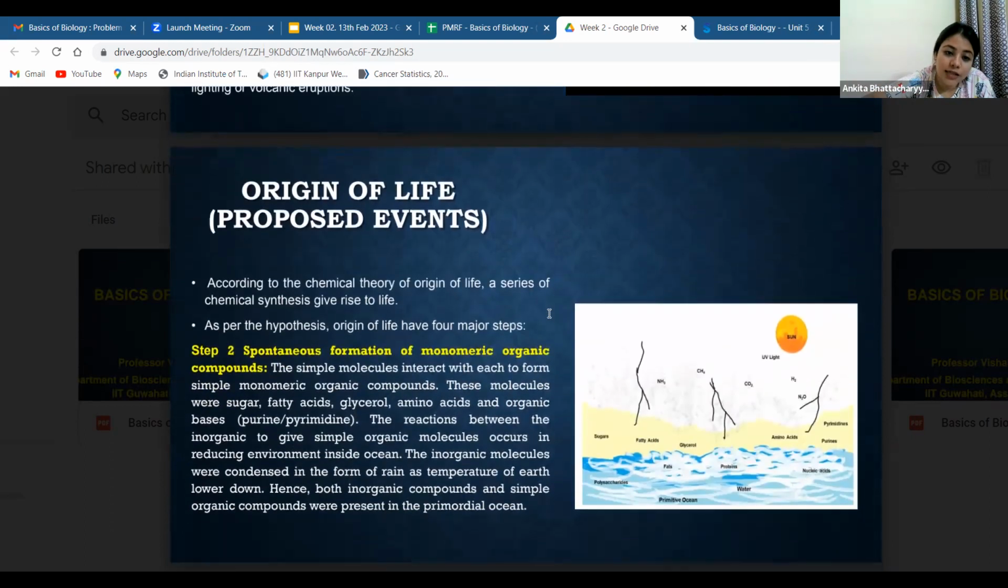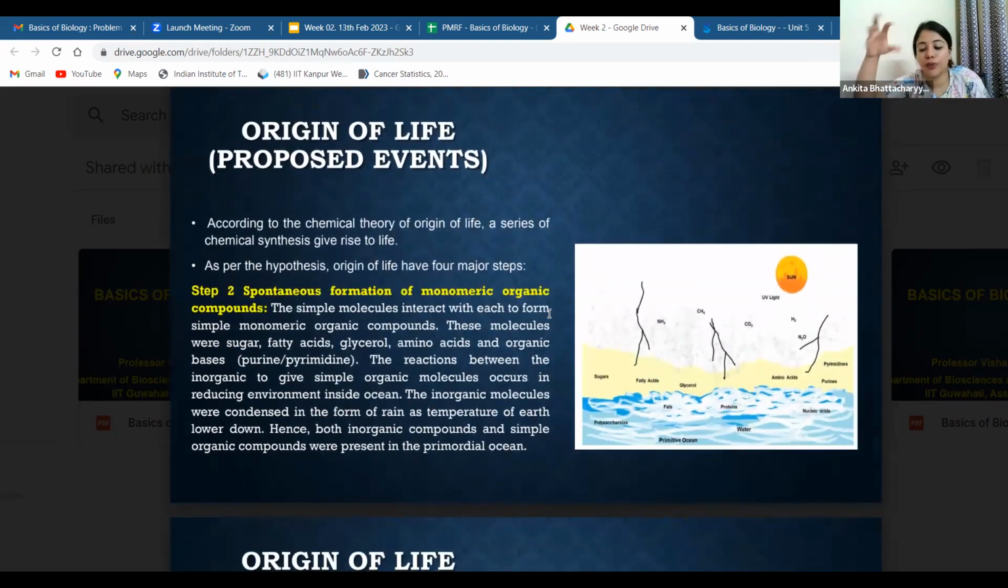Then these inorganic compounds were present in oceans in dissolved form, and they gave rise to simple monomeric organic compounds. That is what they had initially obtained with their experiment as well, for example ribose sugars, very small amino acids, fatty acids, glycerol, etc.